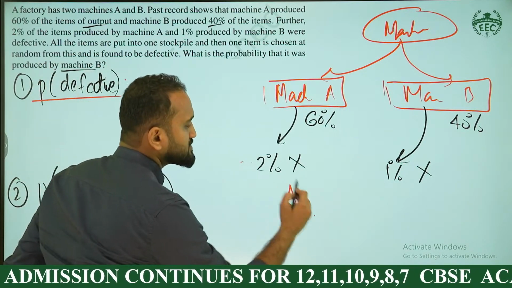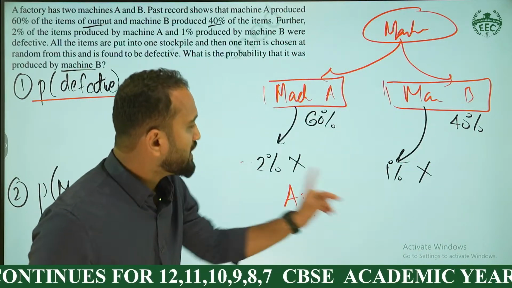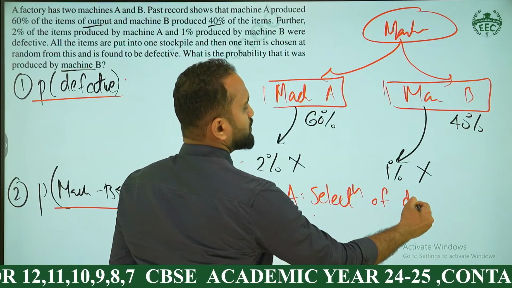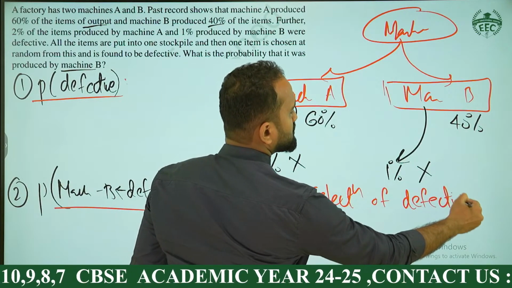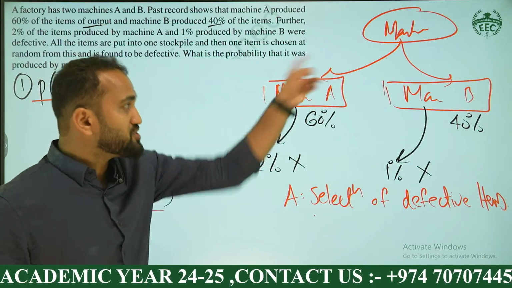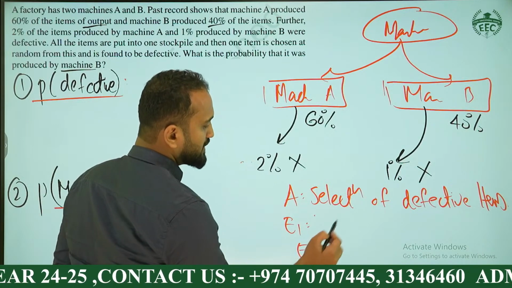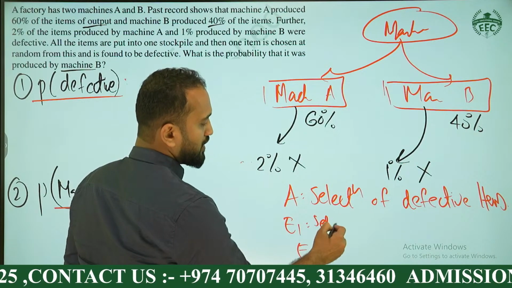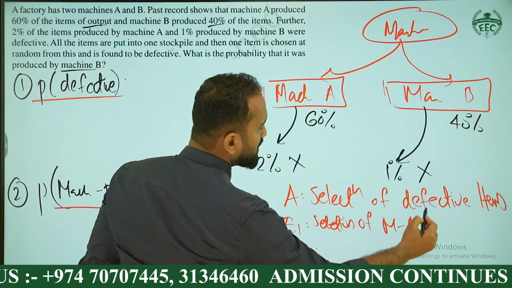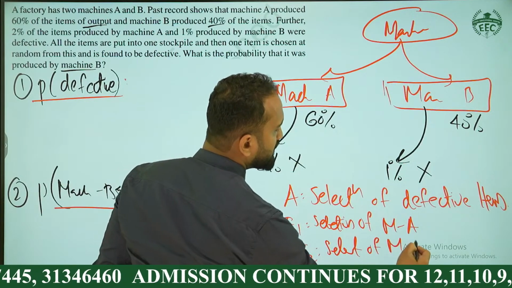People, first of all, define the two events and the main event. Event A is the selection of a red ball, so here, event A is the selection of a defective item. Now, the defective item was produced by machine A and machine B. So the next are the two events, E1 and E2, defined as selection of an item produced by machine A, the first one, and selection of an item produced by machine B, the second one.